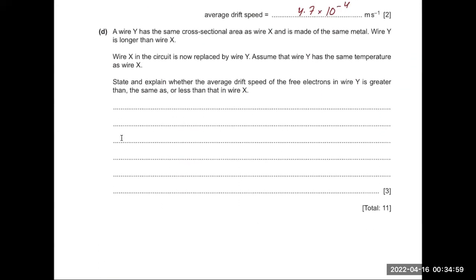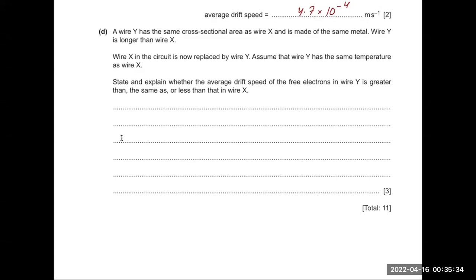Now, this is a good question. Let's see. A wire Y has the same cross-sectional area as wire X and is made of the same metal. Wire Y is longer than wire X. So wire X in the circuit is now replaced by wire Y. Assume that the wire Y has the same temperature as wire X. State and explain whether the average drift speed of the free electrons in wire Y is greater than, the same as, or less than that in wire X.